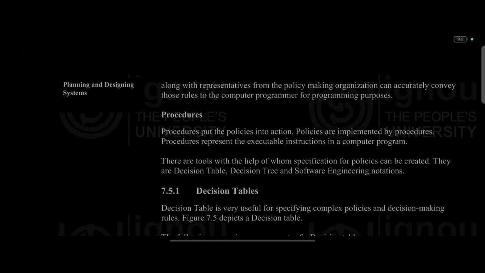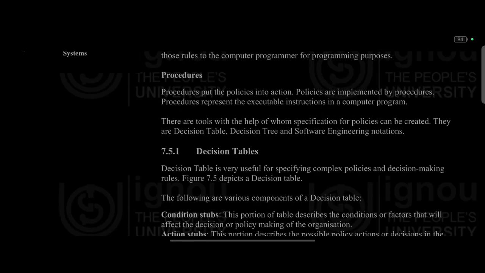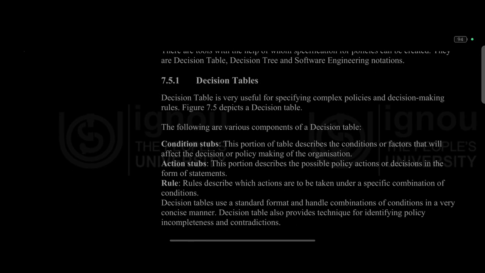There are tools with the help of which specifications for policies can be created. They are decision table, decision tree, and software engineering notations. Decision tables: a decision table is very useful for specifying complex policies and decision making rules. Figure 7.5 depicts a decision table.